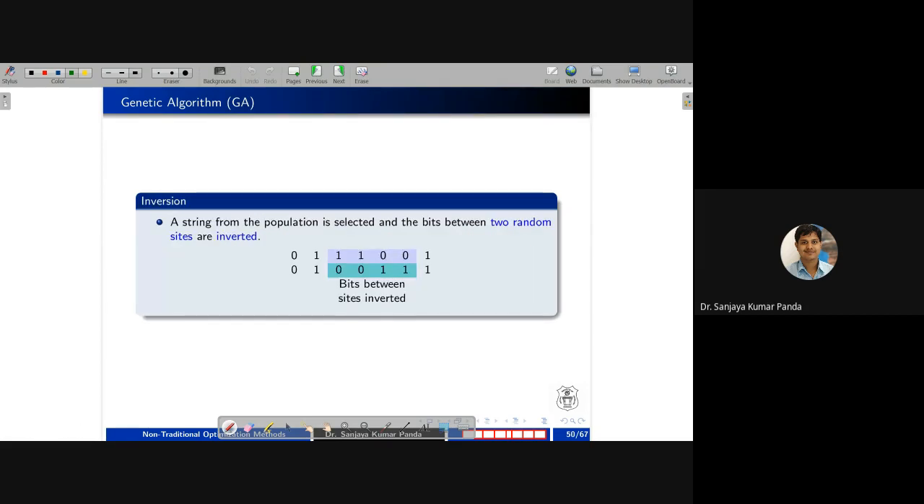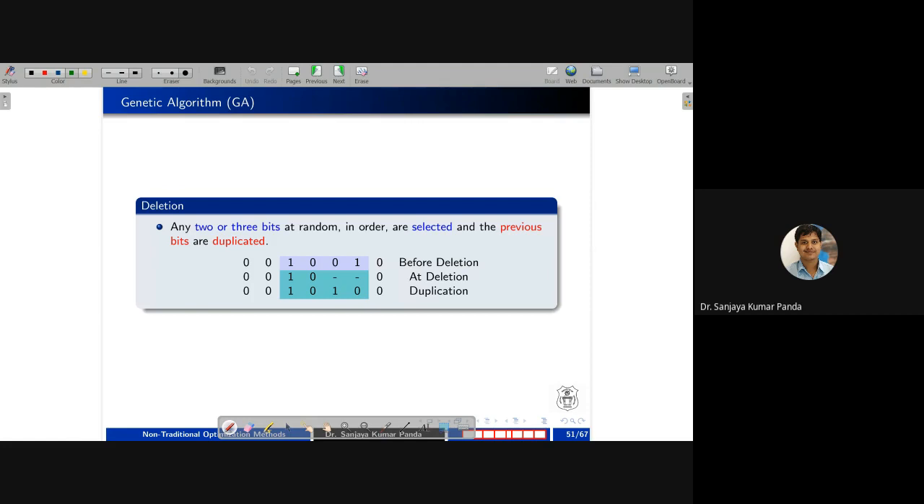There are some other operators that you can apply that is called inversion. Inversion says that you have to choose 2 cross sites, and 1 is flipped to 0 and 0 is flipped to 1. So a string from the population is selected and the bits between 2 random sites are inverted. So in that way, inversion works.